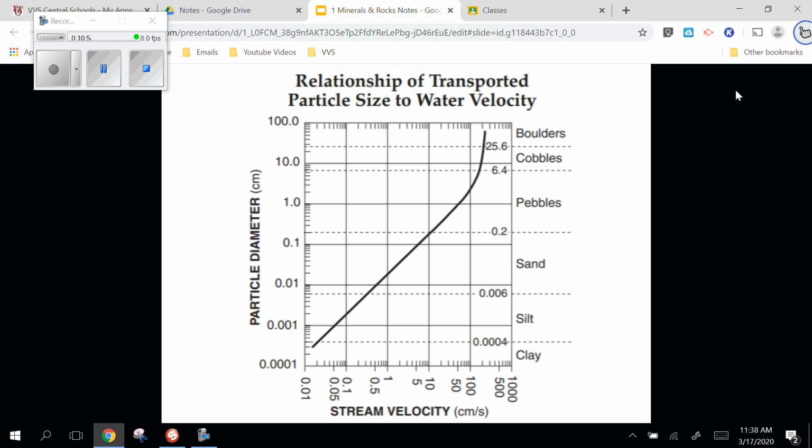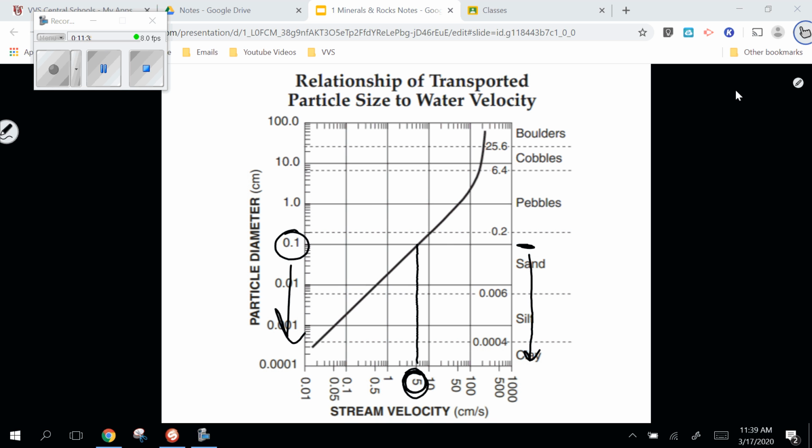All right, in our reference table, we've got a stream velocity chart. This essentially shows us how fast the water has to be moving in order to carry a certain diameter particle. For example, if I said to you, what size particles can be carried if a stream is moving at 5 centimeters per second? Well, 5 centimeters per second is right there. We go up until we hit that. Essentially, anything that's 0.1 centimeters or smaller can get carried by a stream at that speed. So that would be like a large sand particle, and your silt particles, and your clay particles.